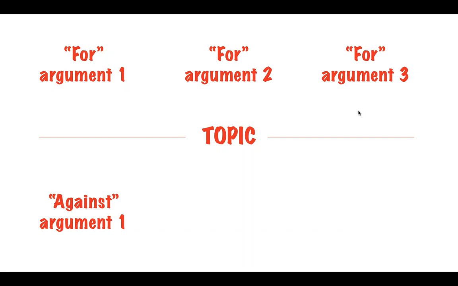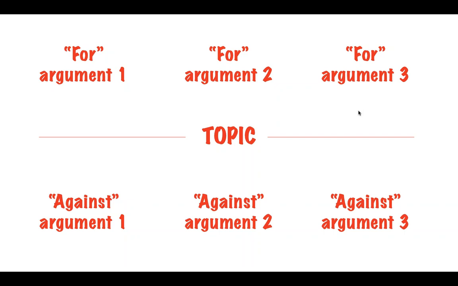Then below the line, you write your against argument number 1. You're brainstorming. You're thinking of ideas. You're not writing paragraphs. You're just writing down keywords for the ideas. And your against argument 2. And your against argument 3. And this is what your plan will look like. Then, when you have planned like this, you're ready to start writing paragraph 1.